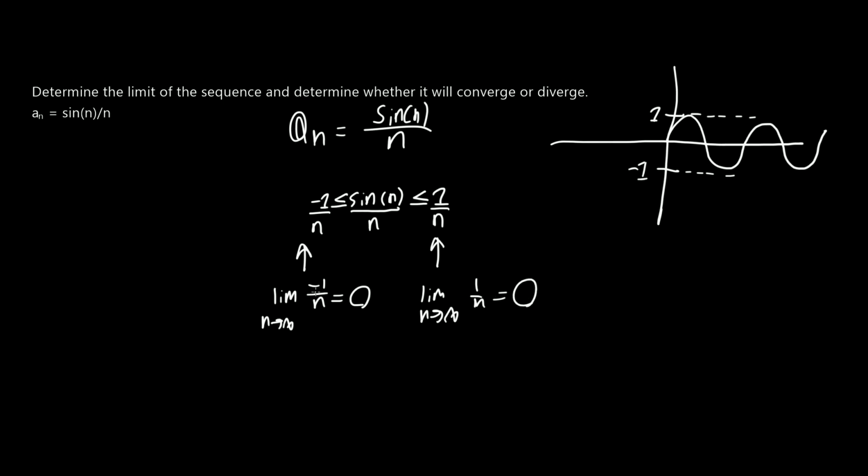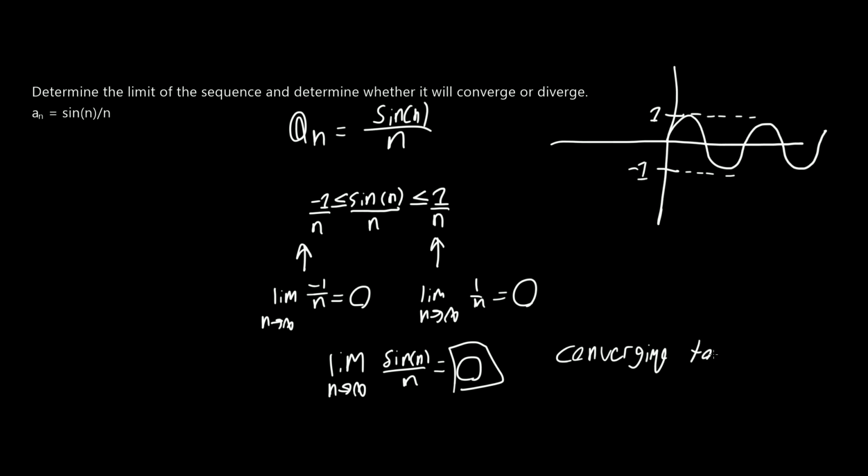Now since the limit of -1/n is 0 as n approaches infinity, and the limit as n approaches infinity for 1/n is also 0, then according to the squeeze theorem, the limit as n approaches infinity for the function sine of n over n will have to be, and can only be, 0. So we can say that the limit as n approaches infinity for our sequence a sub n, which is sine of n over n, will be converging to 0. And that is how you solve something like this.